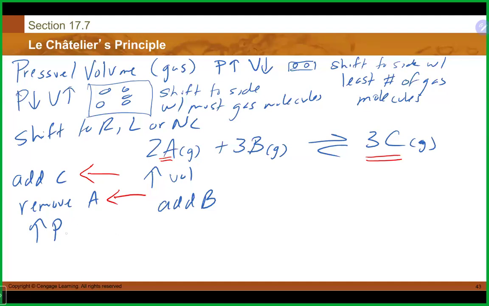Now, the next one here is I'm increasing the pressure. I personally, when I talk about pressure and volume, I always think about it in terms of volume. So when the pressure increases, that means the volume will decrease. And when I have a smaller volume, I need less gas molecules. So in this case, that is a grand total of 5 gas molecules on the left-hand side. 2 and 3 is 5. And on the right-hand side, we have 3 gas molecules. So in this case, because we need smaller gas molecules, it's going to shift to the right.